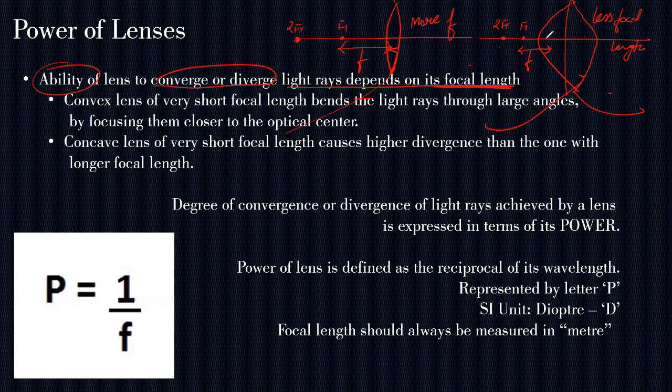So it's the ability of the lens to converge or diverge. A convex lens, for example, of very short focal length, bends the light rays through large angles by focusing them close to the optical center. This is this case. It's focusing them very close to the optical center.